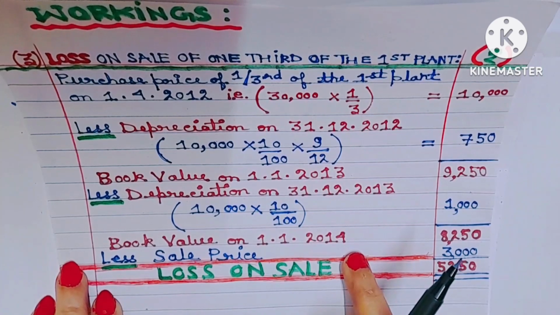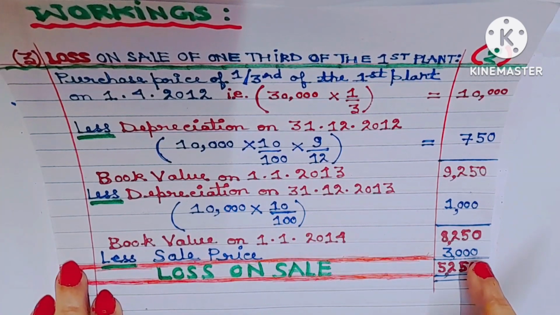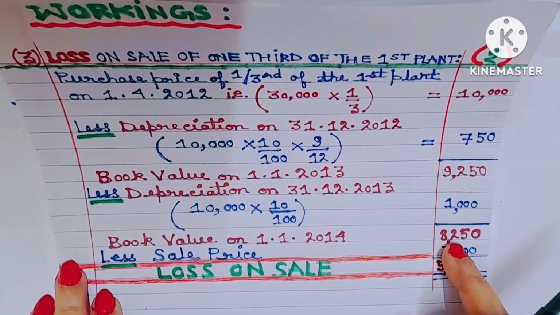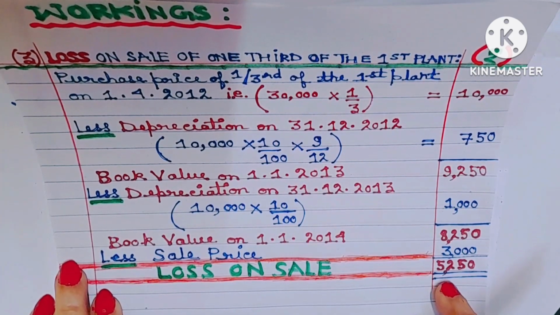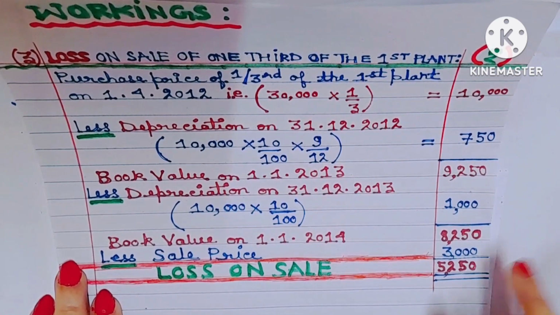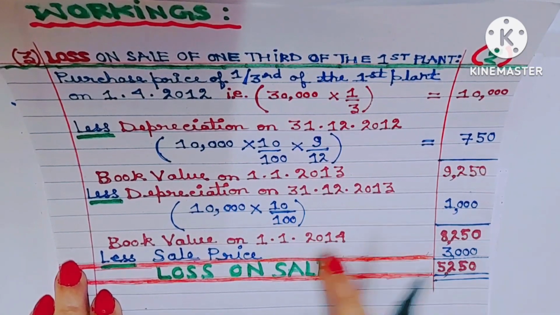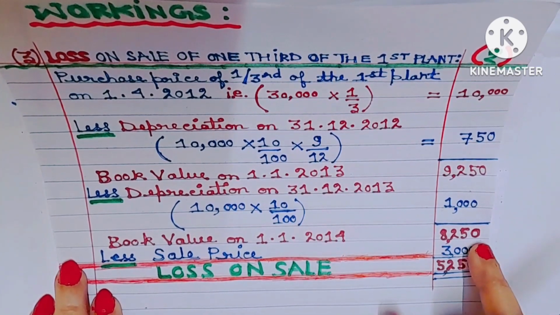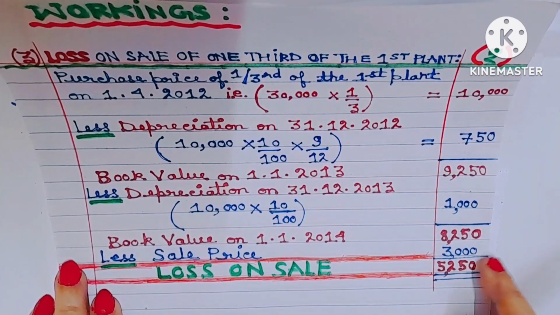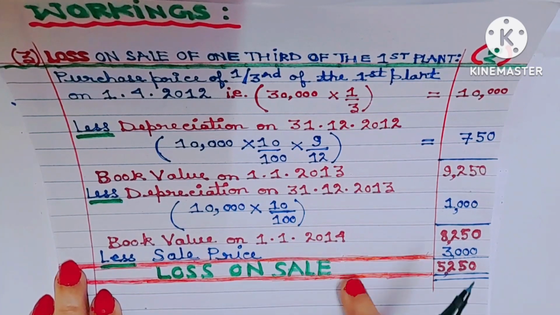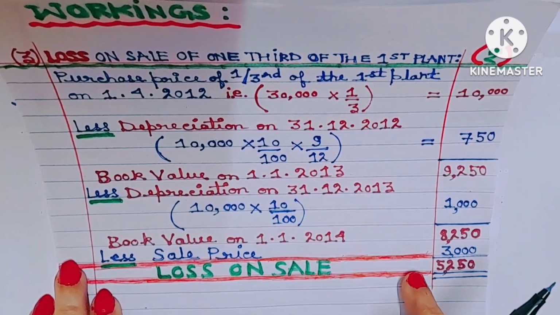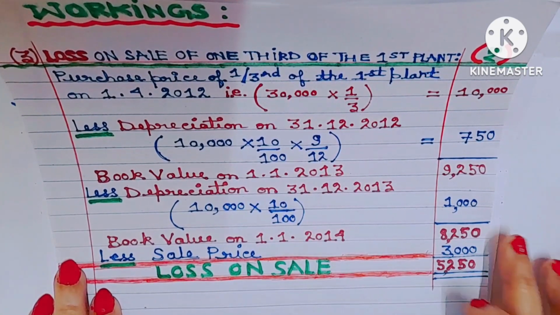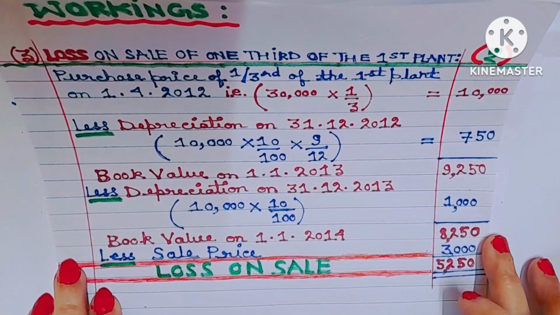At what price was it sold? 3,000. So, if you deduct 3,000 from 8,250, the loss on sale will be 5,250. Because what was the price? The book value on 1st January 2014 was 8,250, and it was sold at 3,000, a much lower price. So the loss on sale of 1/3 of the first plant is 5,250.